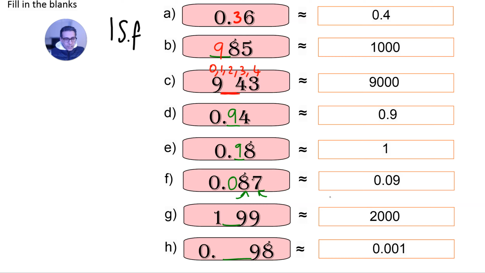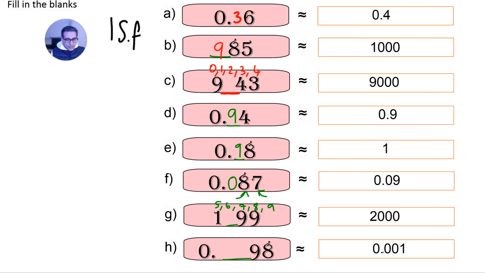Question G, this rounds to 2000. So it has to be any digit that's 5 or above. So we can write that as 5, 6, 7, 8, or 9. Can't be anything else. Okay, next one.